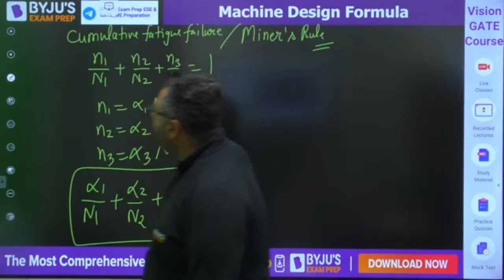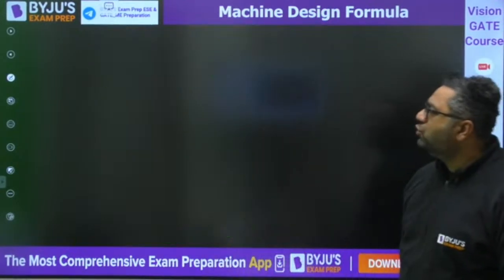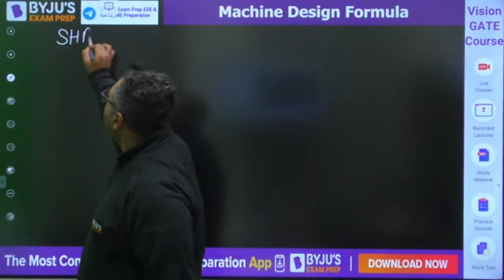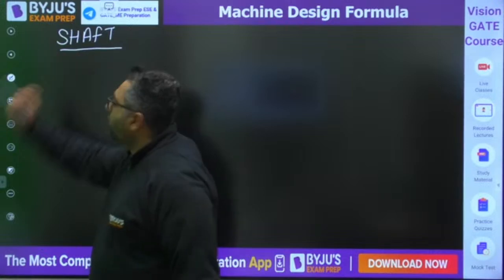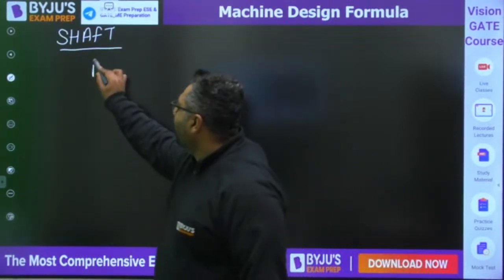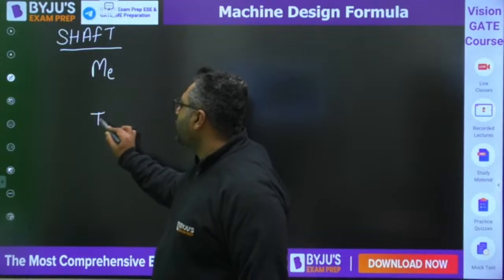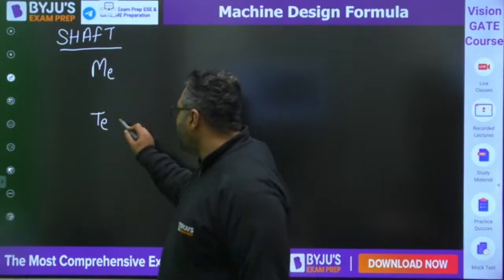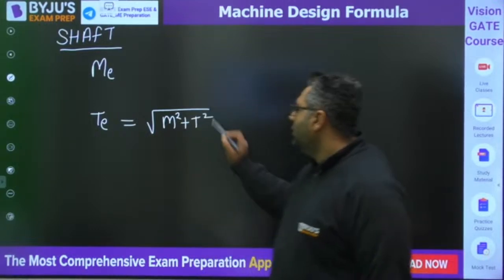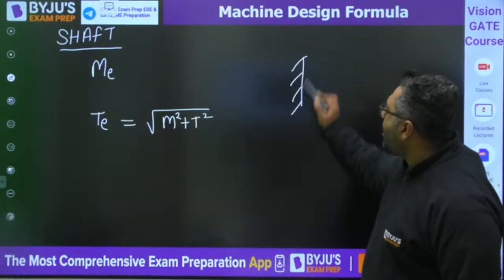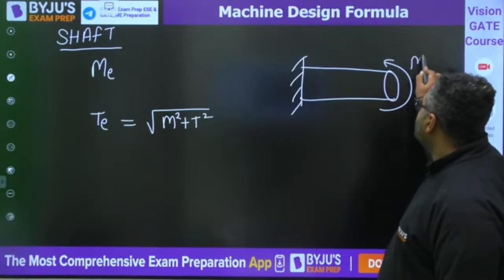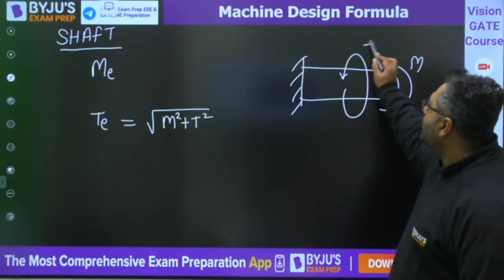Now, my dear, what we will be doing after this is the shaft. When we are talking about the shaft, there are two formulas majorly. One is related to equivalent bending moment, the other is related to equivalent twisting moment. The equivalent twisting moment is more important. It is given as the square root of M squared plus T squared. Basically we are talking about a shaft which is subjected to combined bending and torsion, so bending moment and twisting moment both are acting.